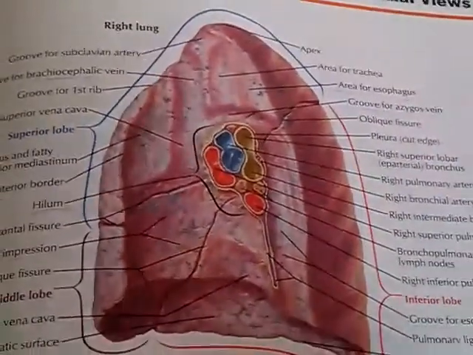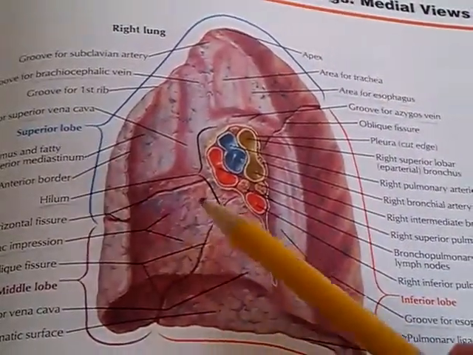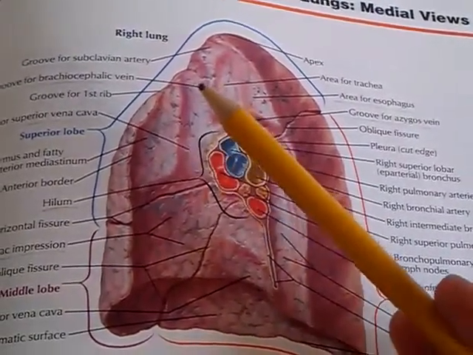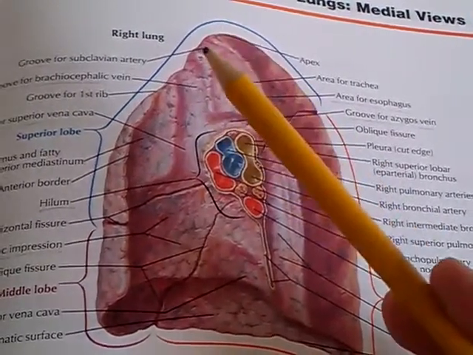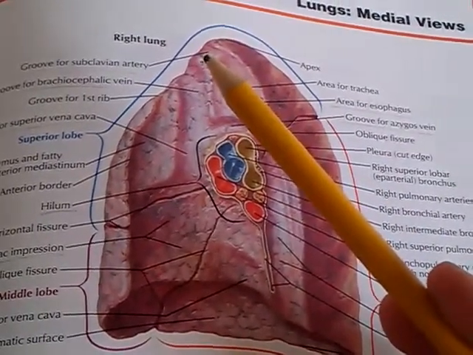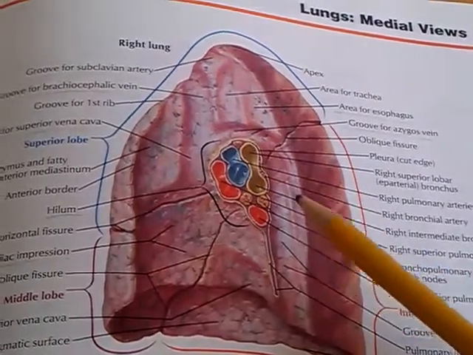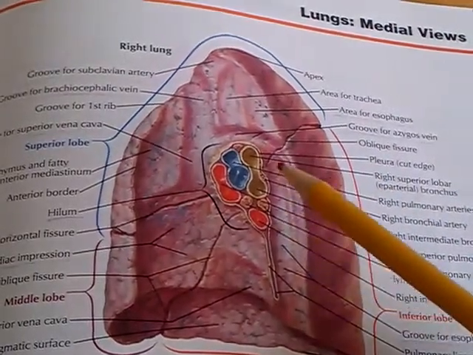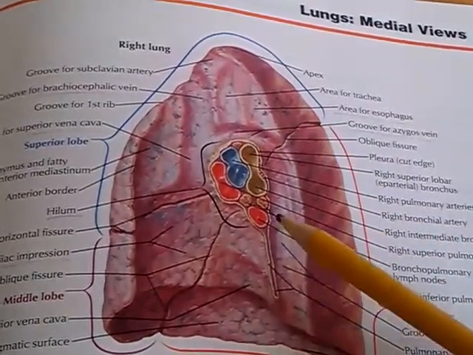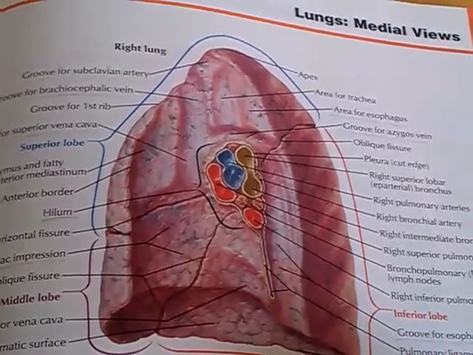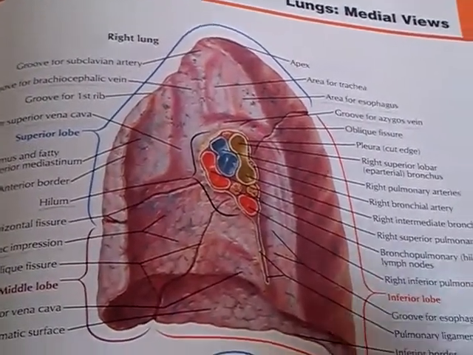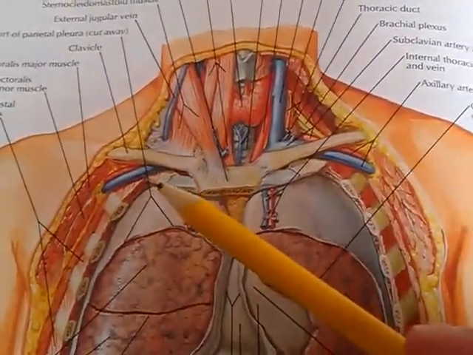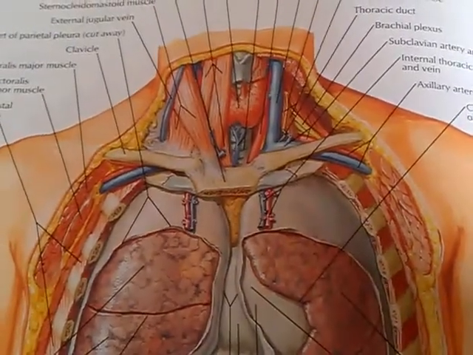On the right lung you also have cardiac impression, impression of superior vena cava, brachiocephalic vein, subclavian artery, azygos vein, and esophagus. And on both lungs, near the apex, you would have impression of the first rib on the costal surface.